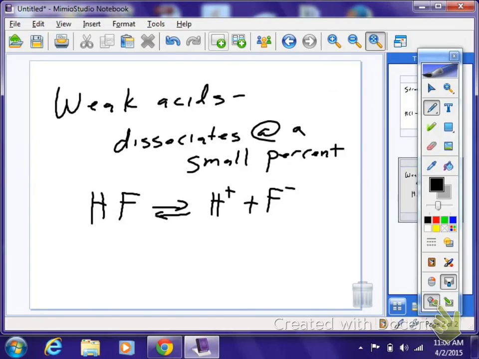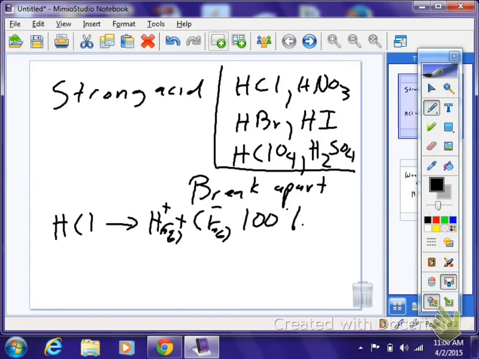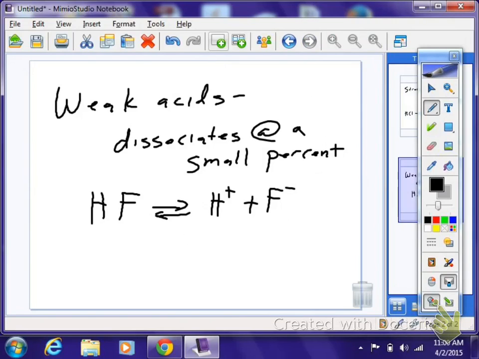On this one, it's a single arrow. They don't go back. HCl breaks apart and they don't go back. They don't get together to form HCl because they break apart 100%. Once they do, they won't go back together. Here, a double arrow means that we're going to have an equilibrium constant. So weak acids will have what we call an equilibrium constant, or a Ka.